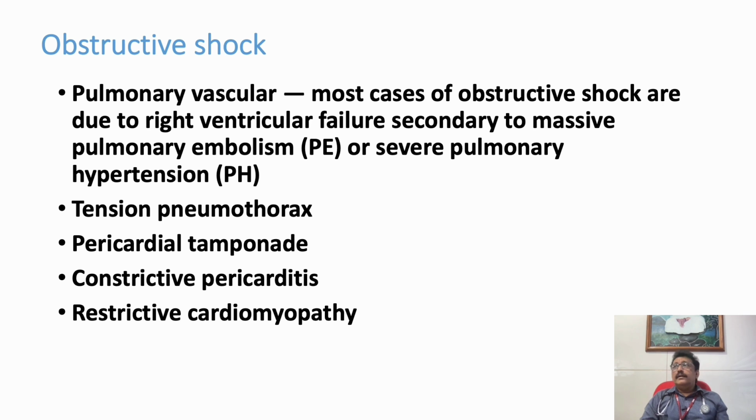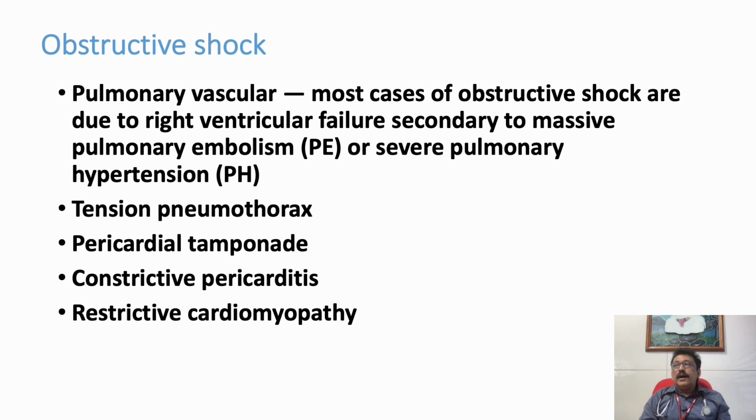Pericardial tamponade: the heart will have difficulty in relaxation, sorry, not dilatation, it is relaxation. The RV will have difficulty in relaxation, so less blood will go to the RV, then less blood will go to the LV. From there it will not go to the peripheral circulation. Ultimately the patient develops hypotension and shock. Constrictive pericarditis has the same mechanism as pericardial tamponade. Restrictive cardiomyopathy also has similar pathology.